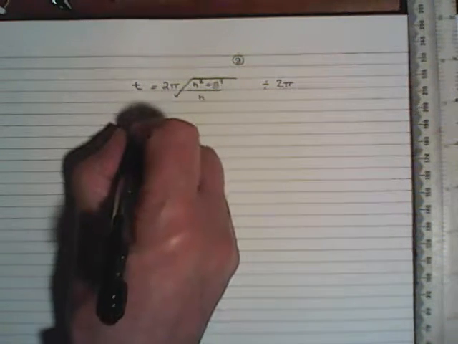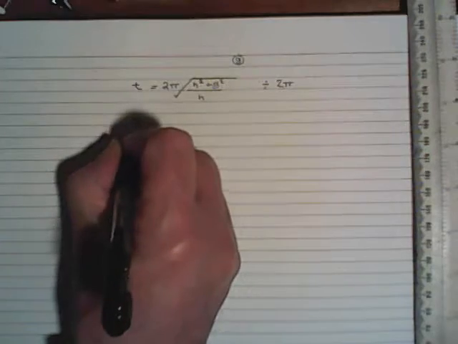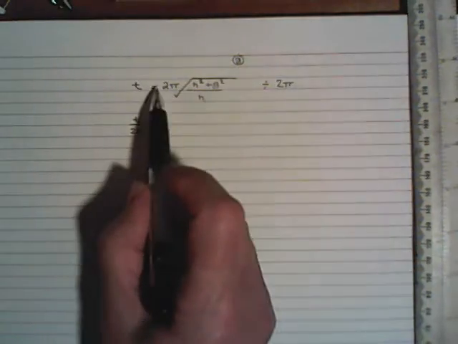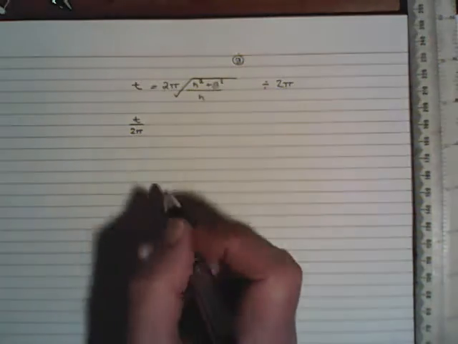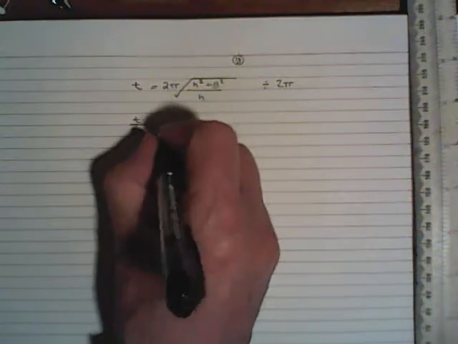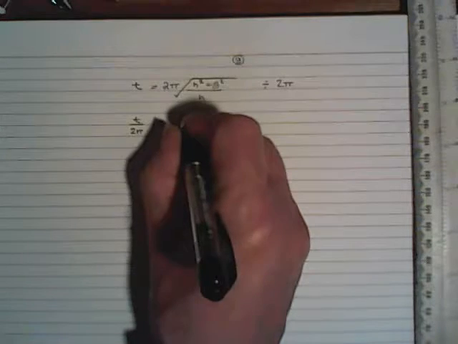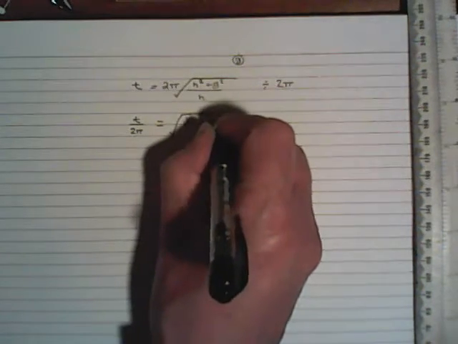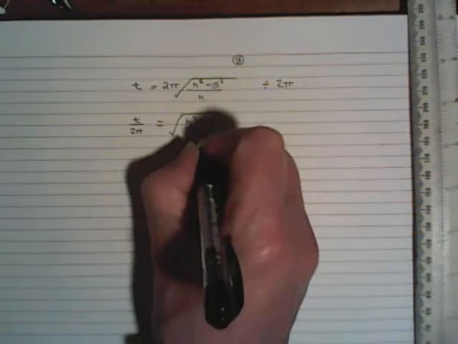What we'll do is we'll put down t divided by 2 pi. And of course, you'll understand that if you divide this by 2 pi, this 2 pi disappears. They cancel each other. So we can put equals the square root of h squared plus g squared over h.